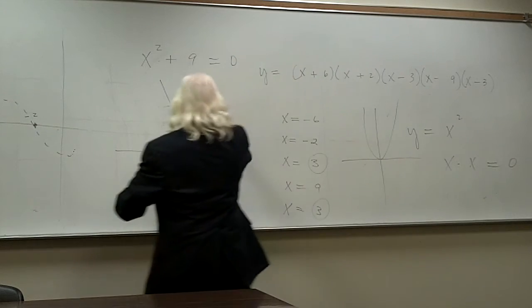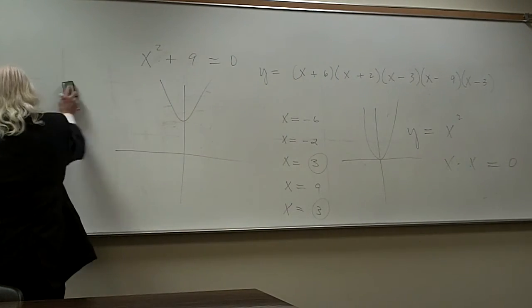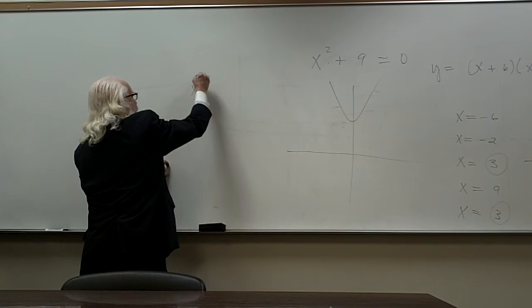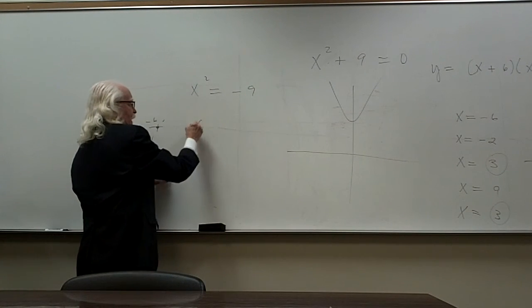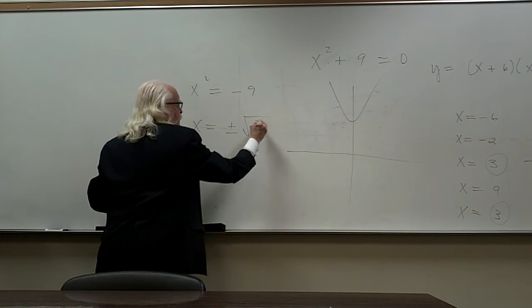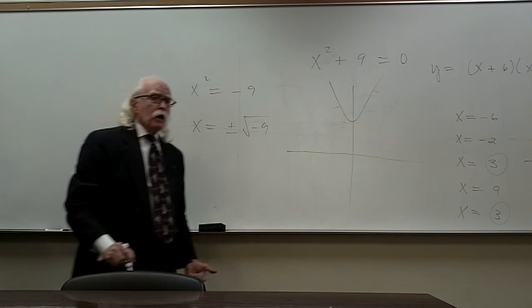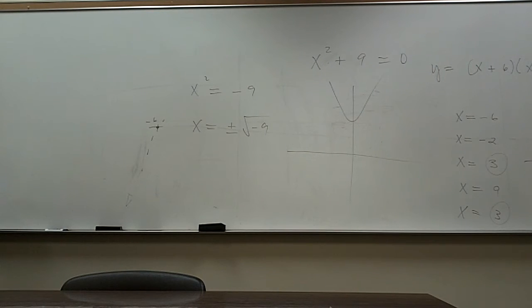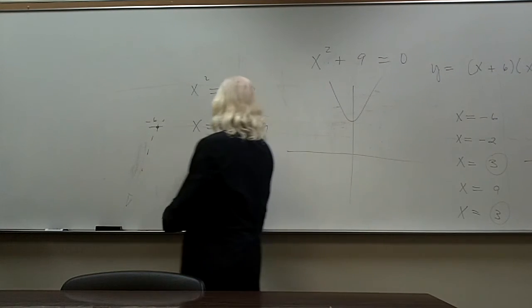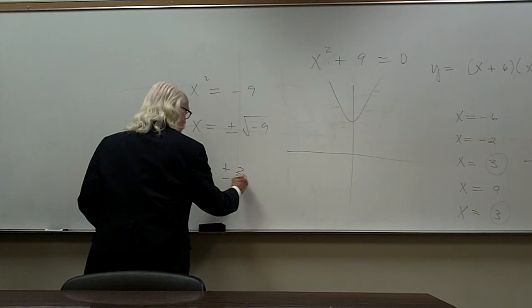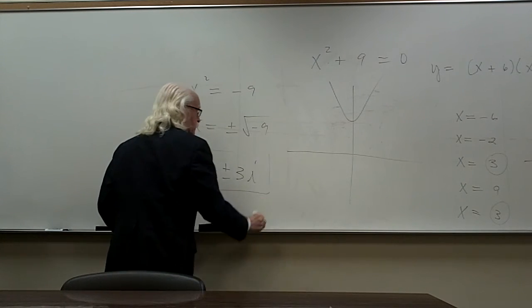How can you possibly, look at this everybody, how can you possibly even begin to think that x squared equals minus 9? X is equal to plus or minus what? Somebody tell me the answer there. Plus or minus 3i. It is plus or minus 3i. And 3i is what? An imaginary number. X is equal to plus or minus 3i.